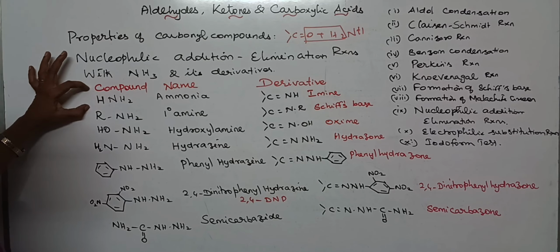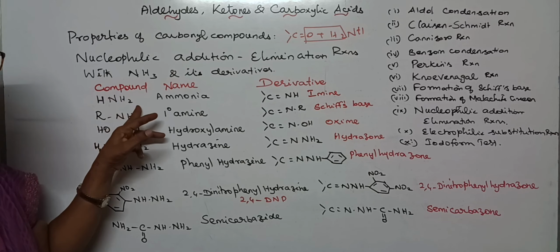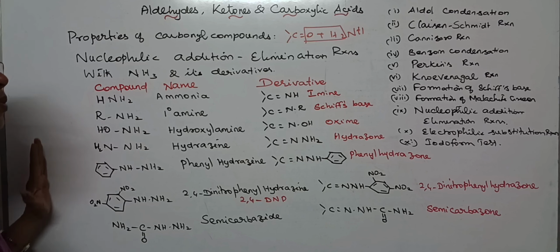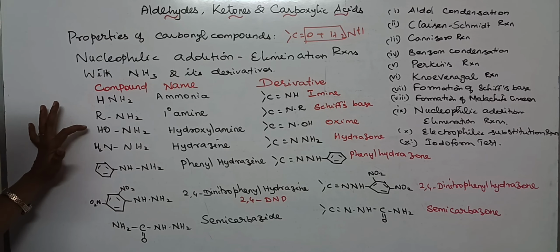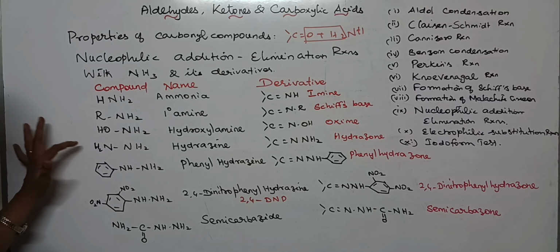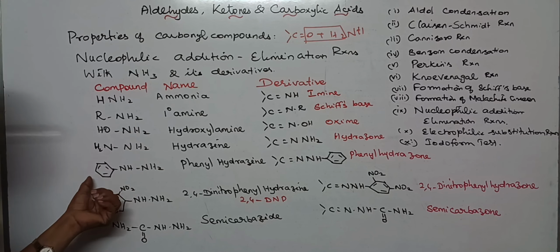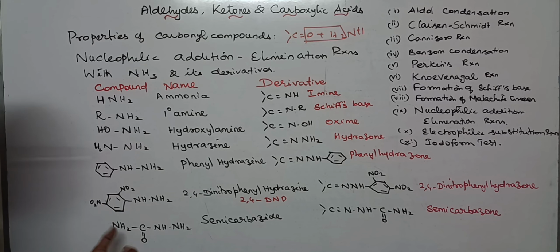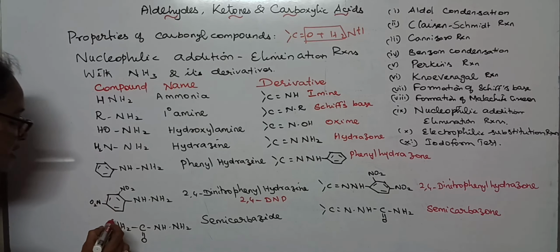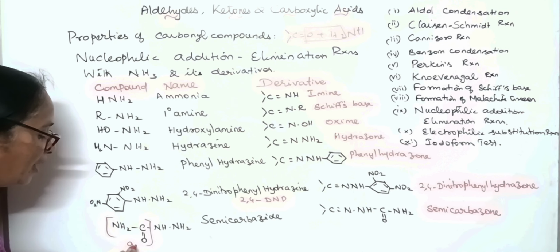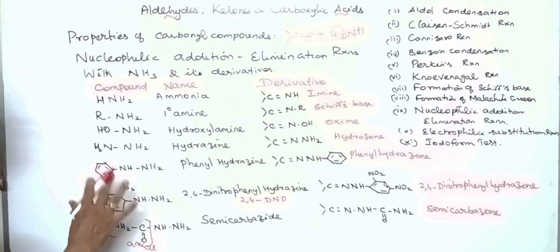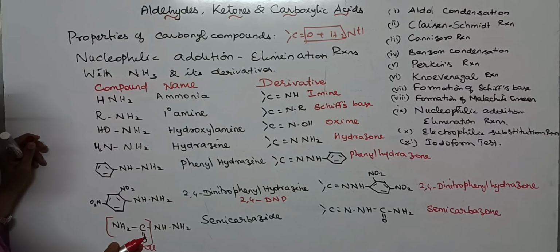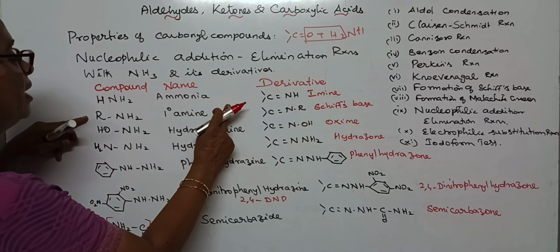See, this is ammonia, it has 3 hydrogen atoms. When one of the hydrogens is replaced by some suitable groups like alkyl, hydroxyl, or amine, that is the NH2 group, or phenyl group, or 2,4 dinitrophenyl group, or an amide group. NH2CO group is called amide group. So when such groups replace one of the hydrogens in ammonia, we will get their corresponding products.